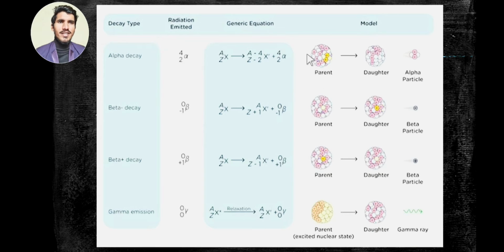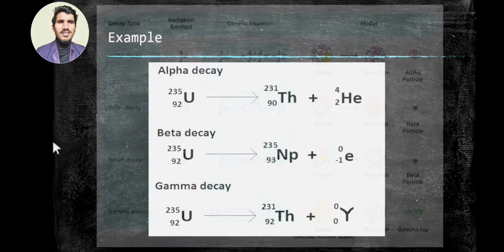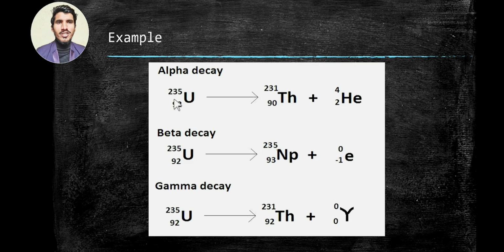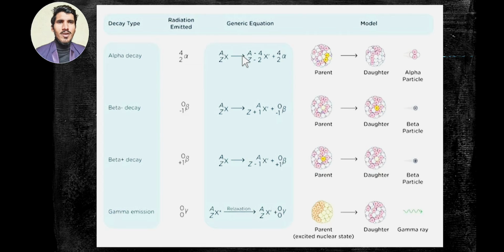Okay, as you can see here, if I have a parent nucleus, the parent nucleus will convert into a daughter nucleus along with the release of an alpha particle. Okay, so I am going to explain this with an example. So as you can see here, uranium has an atomic mass of 235 and it has an atomic number of 92. So as I have told you earlier, after the release of an alpha particle, the atomic mass is reduced by 4 and atomic number is reduced by 2.